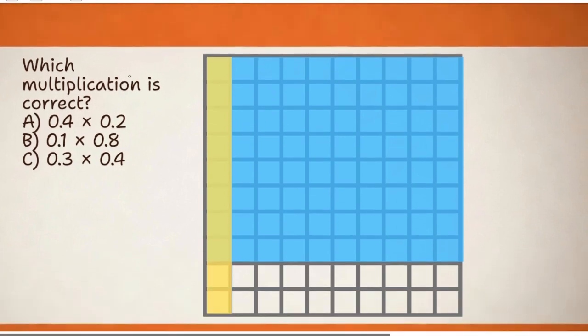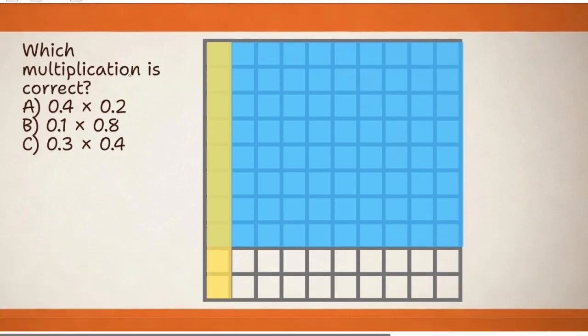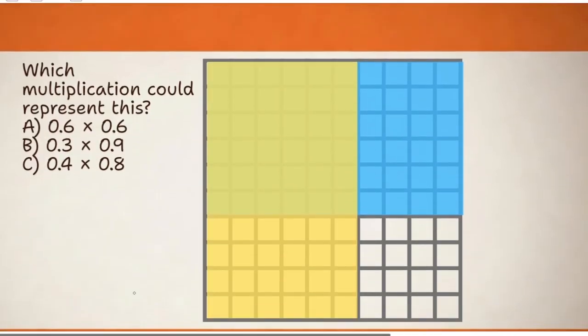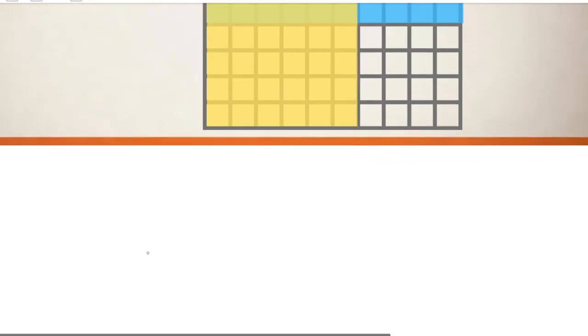Another one, which multiplication is correct for this model? Which of these options is correct? Now another one, which multiplication could represent this? Look at the options and look at the model.